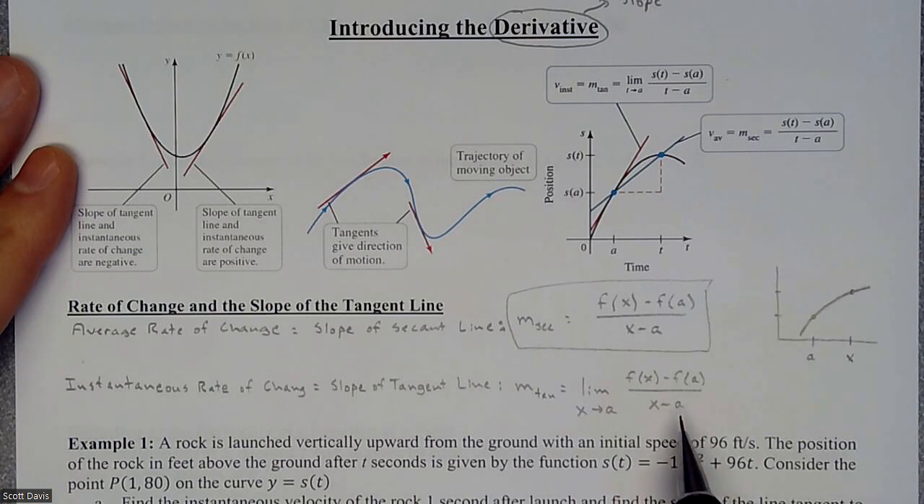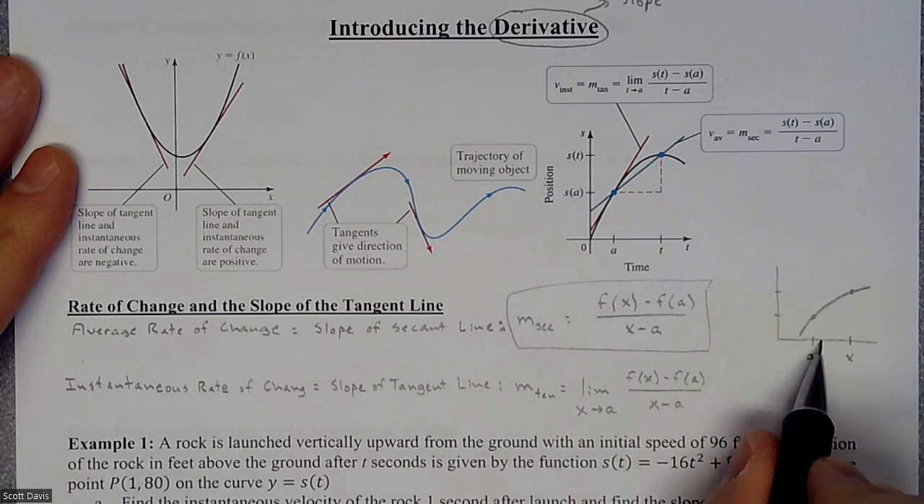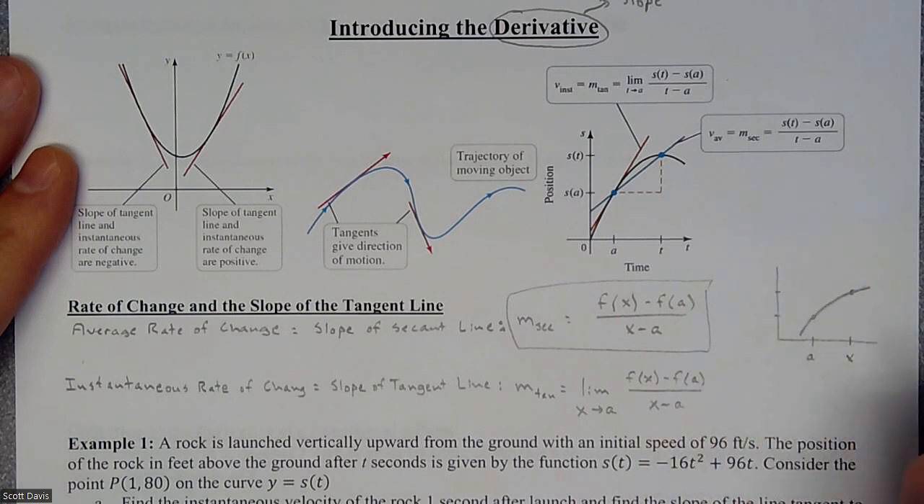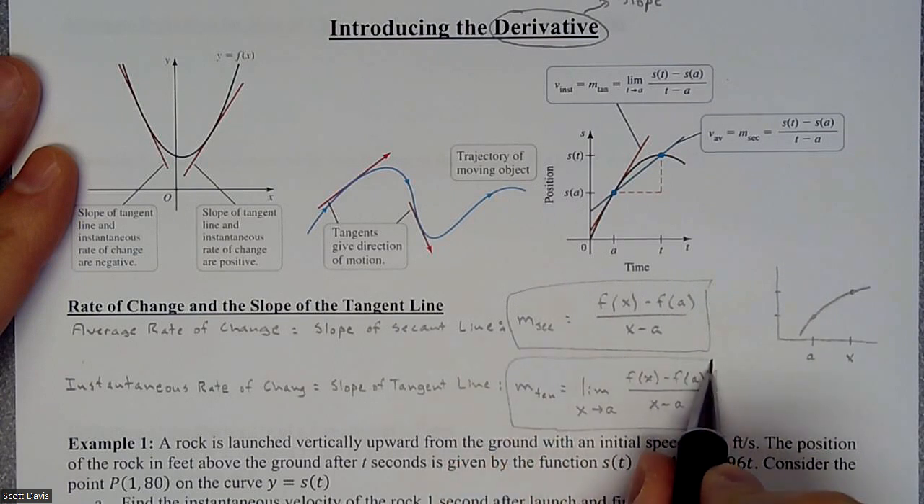If we're going to find the slope of the tangent line, we're going to be doing the limit as x approaches a. So we're going to squeeze this. We're going to bring that point closer and closer and closer, and it's going to change that slope and make it more accurate to that point. So that's what we've got going on.